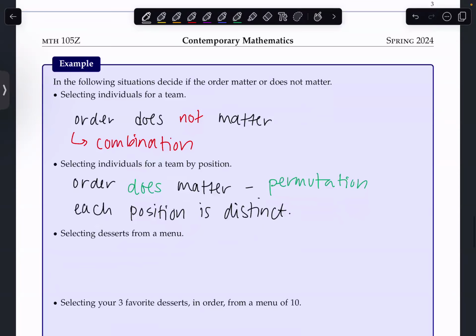Okay, let's say we're selecting desserts from a menu. Here, it doesn't matter how I select them. So again, the order does not matter. So we call this a combination.